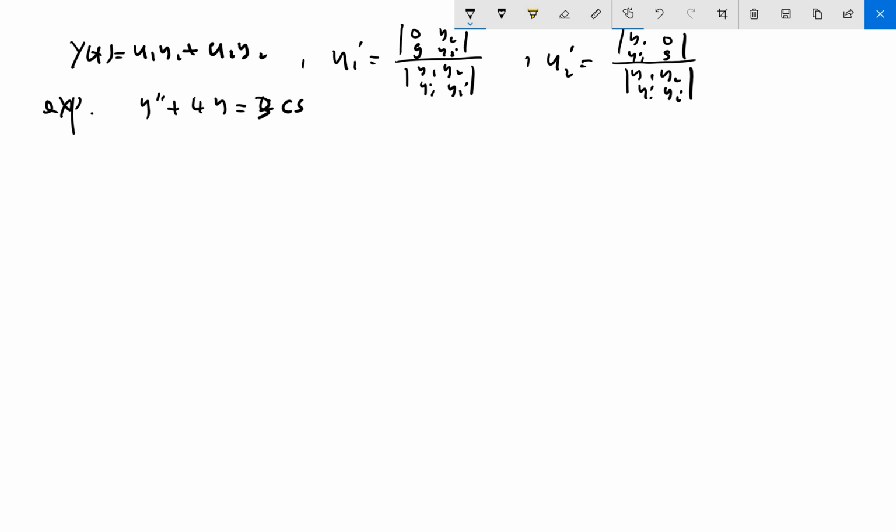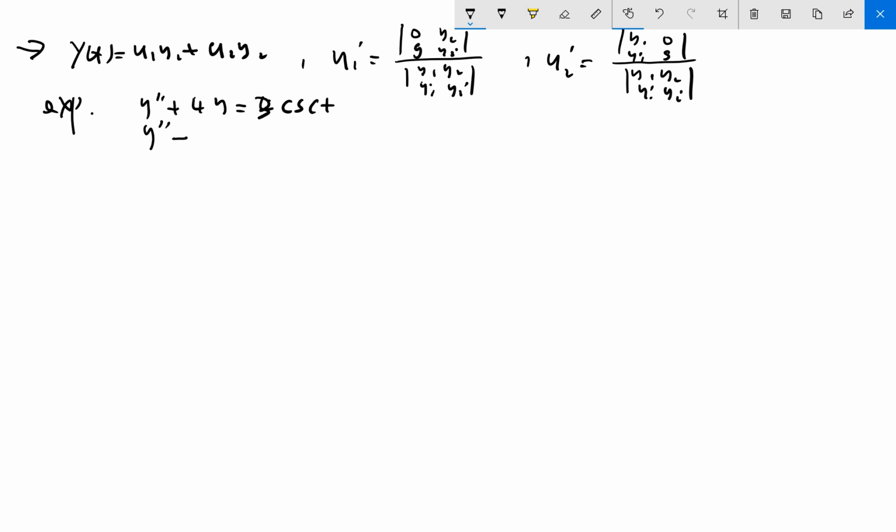3 cosecant t. Okay, this is a second order linear non-homogeneous equation. So you can try to use the undetermined coefficient method. That one doesn't work for this case. So we'll have to use variation of parameters. As we can see, to find a specific solution, we need to find y1 and y2.